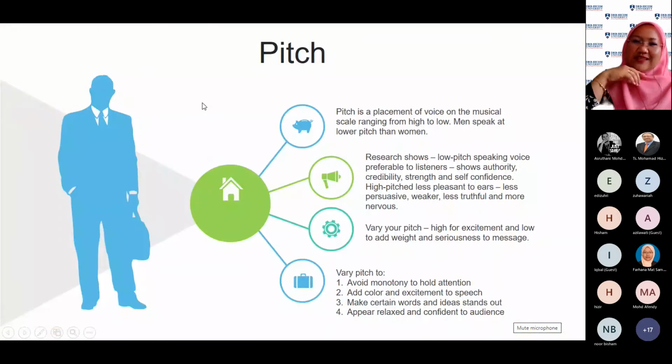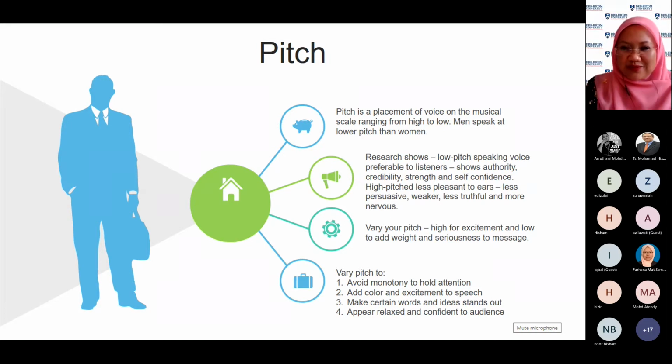Okay, pitch. Okay, pitch is a placement of a voice on a musical scale. All right. So generally, men speak at a lower pitch than women. Okay. So that is why, sometimes people say that she sounded like she screamed. Actually, no. Normally it is just that men's voice is more of a low tone, of a low pitch, rather than women. Okay. Now, low pitch speaking voice is preferable to listeners.